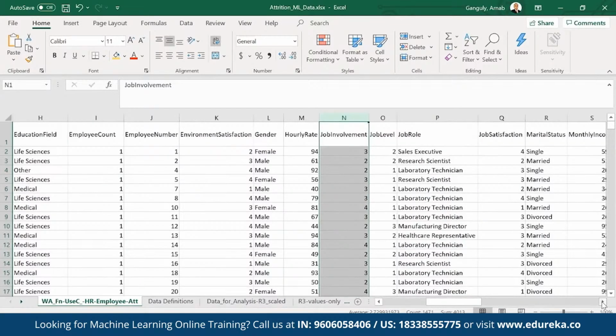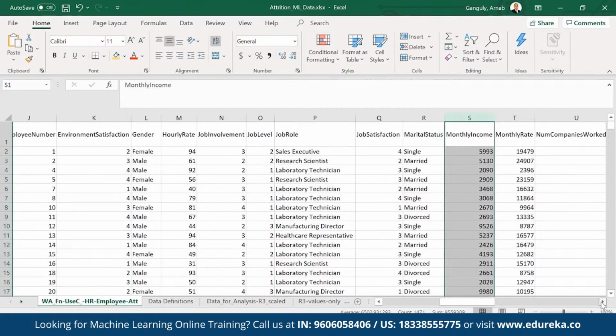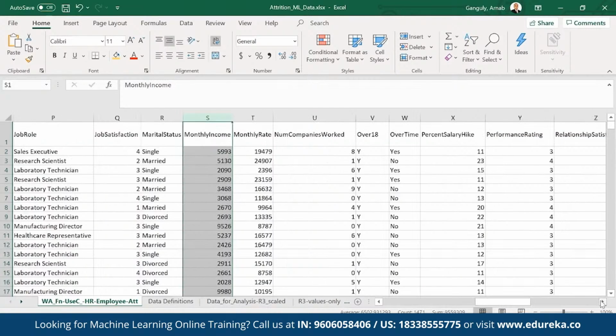Job level, yes. Role satisfaction, yes, important. Marital status, definitely important. Single people can move at the drop of a hat. Monthly income, important. Then number of companies worked for, may be important, may not be important. All of them should be over 18. If there is a no here, then we have to drop that person from the data set and ask HR why you recruited the guy or girl.